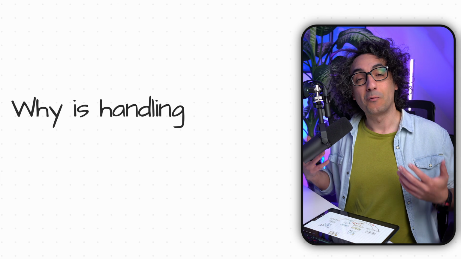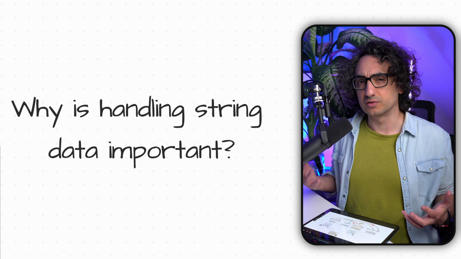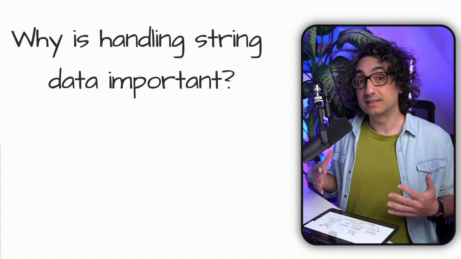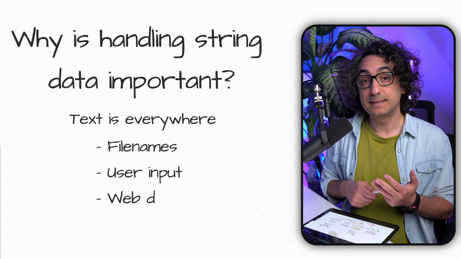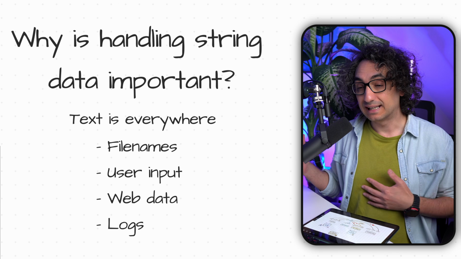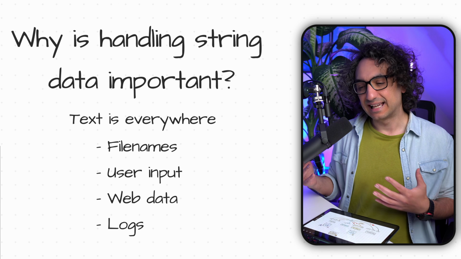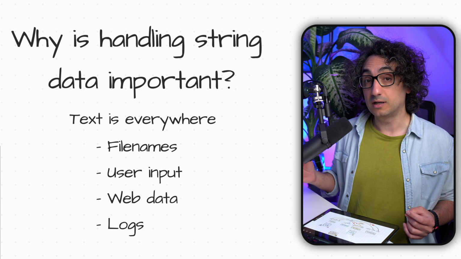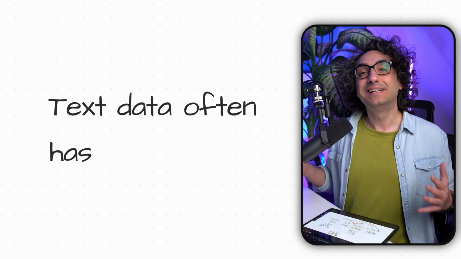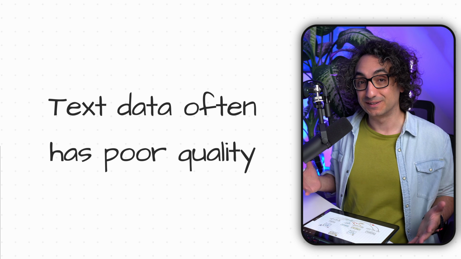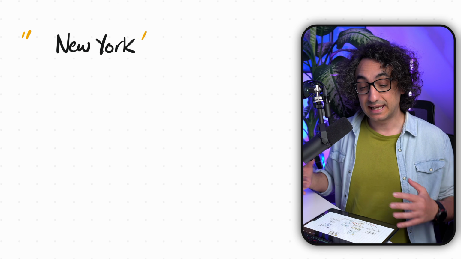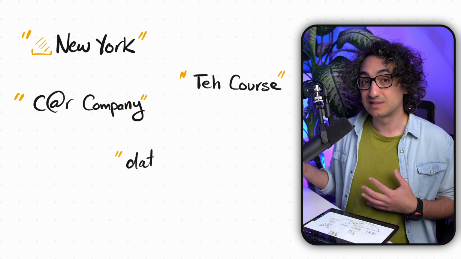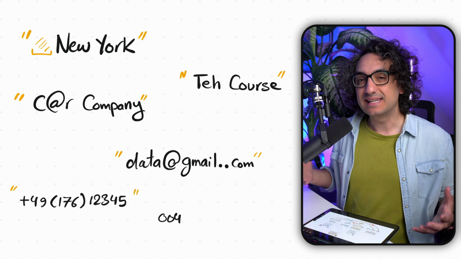Now you might ask why we should care about the string functions. Well, my friend, text or string data is everywhere. In the file names, in the user input, in web data, APIs, logs. So I can say like 80% of the real world data is just text. And usually text has a really bad data quality. Everything could happen, like typos, extra spaces, weird characters. So it is highly likely to be messy and noisy.